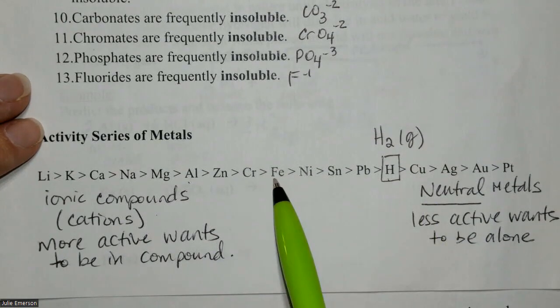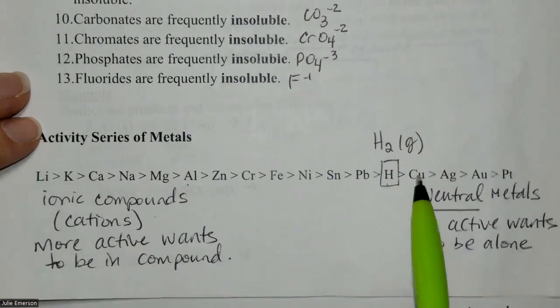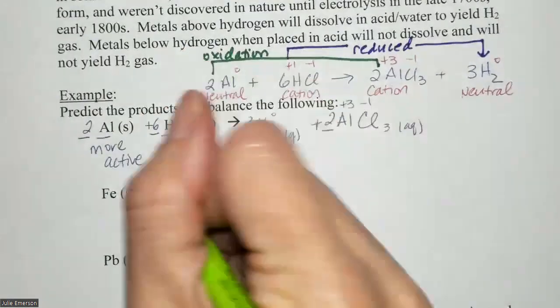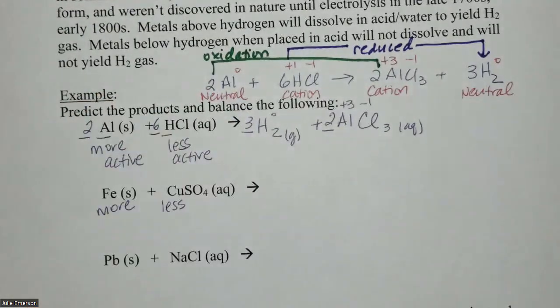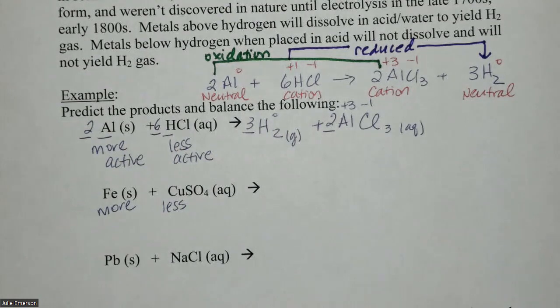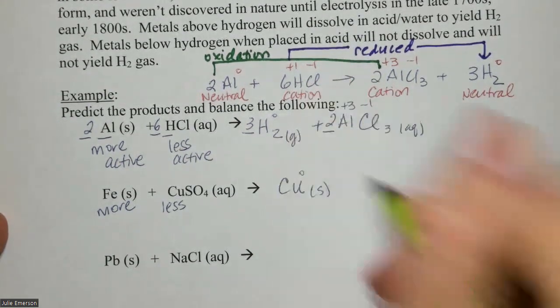What we can tell is iron is more active, copper's more to the right, so copper is less active. And what I did to help myself remember this, because I thought it made it nice and easy, is that the less active doesn't want to play. It wants to be by itself. Okay, whatever helps, right? So what'll happen here is the copper is going to end up alone as the neutral solid.